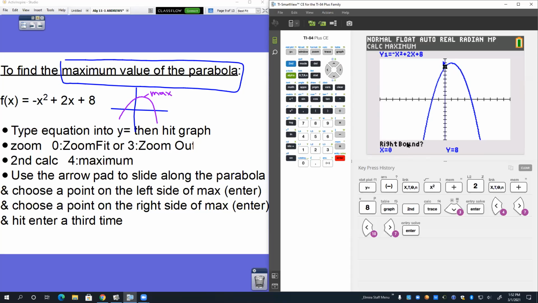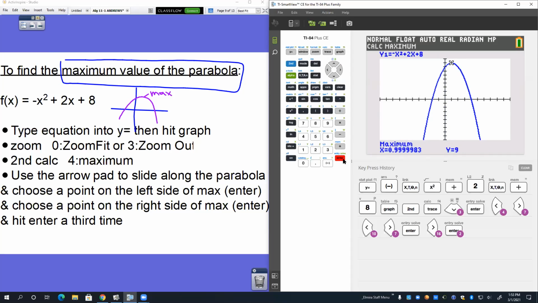Now it says right bound, question mark. I need to move my little blinky thing over to the right-hand side of the maximum. It doesn't matter how far past it, but you need one on the left-hand side and one on the right-hand side. Now, notice that I put this little line. There's also a little line there. It just happened to be right on the axis, so you can't see it. But notice how these two little arrows are saying it's in between there somewhere. So now it says guess. All you have to do is hit enter a third time.